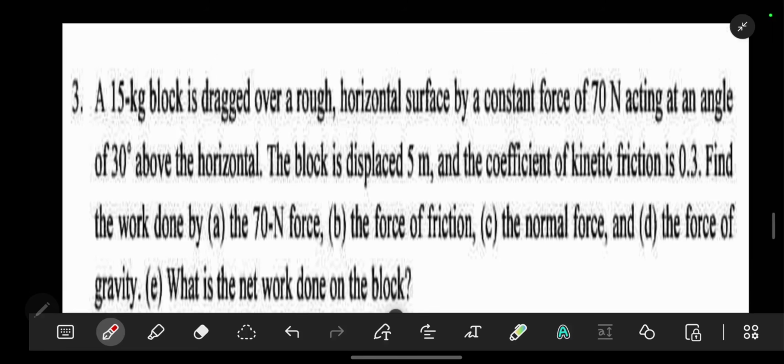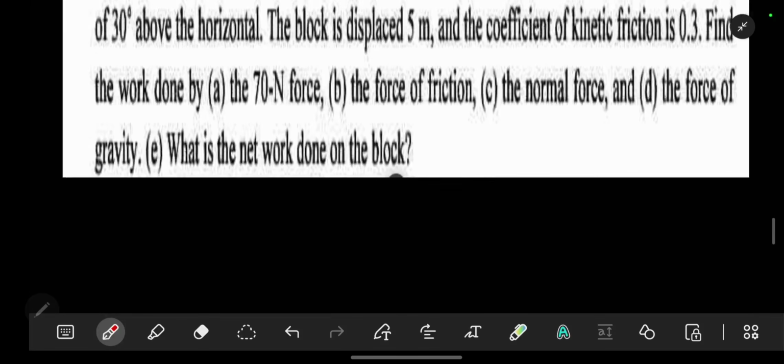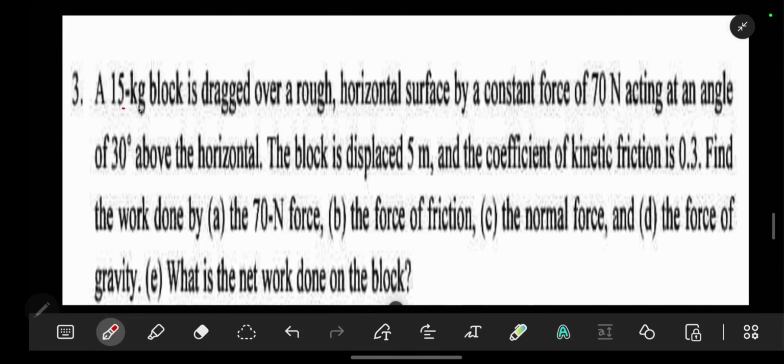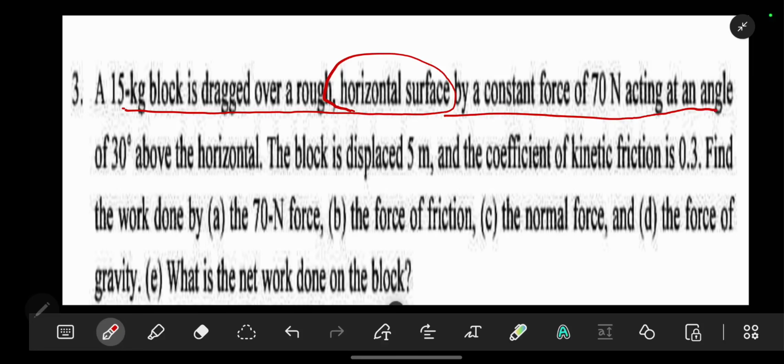So to answer this, we are told that a 15 kg block is dragged over a rough horizontal surface by a constant force of 70 newtons acting at an angle of 30 degrees above the horizontal. So the ability to solve physics problems involves creating images, or rather the ability to work with your imagination.